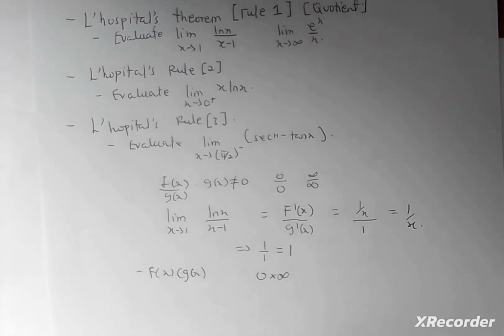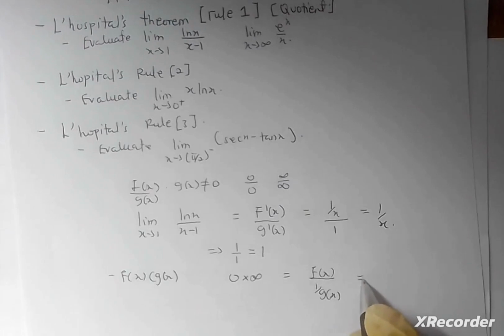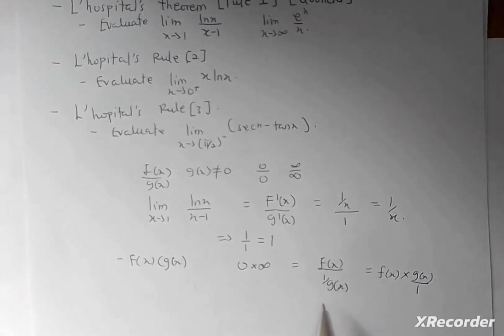How do we do that? L'Hopital's rule 2 says you have to modify your product into a quotient. This can be done by writing f of x over 1 over g of x, which literally does nothing to the function. If I reverse this, you realize that this is equal to f of x times g of x over 1, and I still get my product back again. But once you express it in quotient form, simplification becomes much easier.